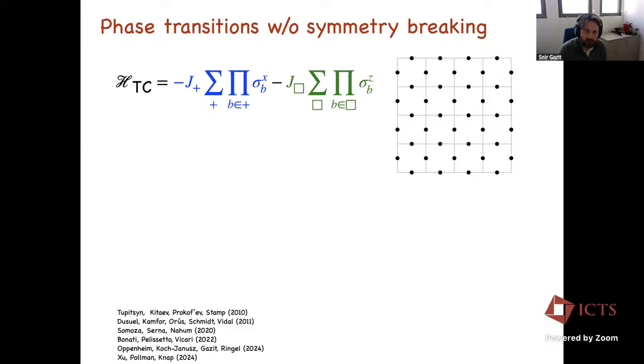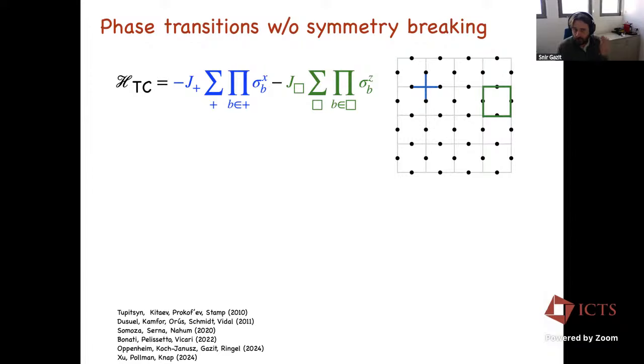And maybe the poster boy of this problem, which would also play a key role in all my discussion here today, is the toric code model. So much like the Ising model, here the degrees of freedom are Ising spins, but they reside on the bonds instead of the sites. And the toric code model consists of two terms. The first term is a star-like term, which is the product over the sigma x operators. And the second term is a plaquette term, which is a product over the sigma z operators belonging to each one of the plaquettes.